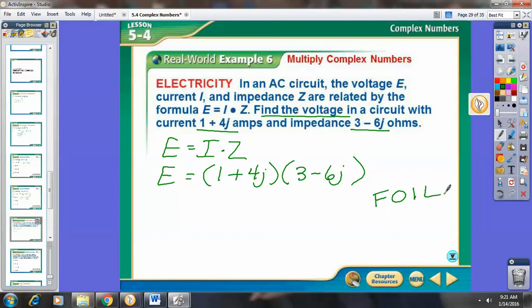So let's start with our first terms. 1 times 3 is 3. O is outside. 1 times negative 6j is negative 6j. I stands for inside. 4j times 3 is 12j. And L stands for last. 4j times negative 6j.